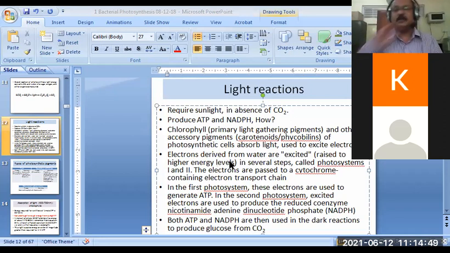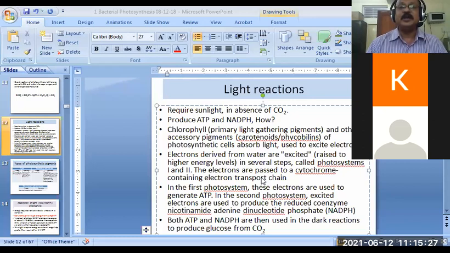These electrons are actually derived from water. As I told you earlier, the water molecule is a very poor donor of electrons. It will not easily give away the electrons, and therefore the water molecule must be excited, and that excitation is because of the sunlight. This excitation itself takes place in a number of steps, and we categorize these steps into two different systems, which are called the photosystems. There is photosystem 1, and there is another called photosystem 2.